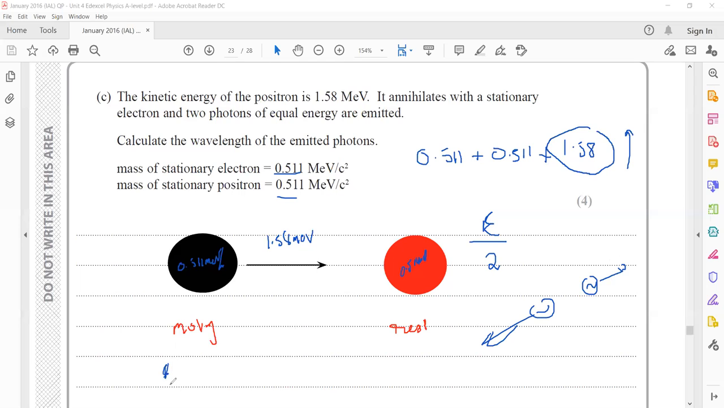And you will use the formula E equals hc over lambda to get the wavelength. But the problem here is the unit. Because when I solve this, like 0.51 plus 1.58 plus 0.51 again, when I calculate this energy, that energy is in electron volt, mega electron volt. So to use this formula, E equals hc over lambda, energy should be in joules. So I will convert that energy into joules.